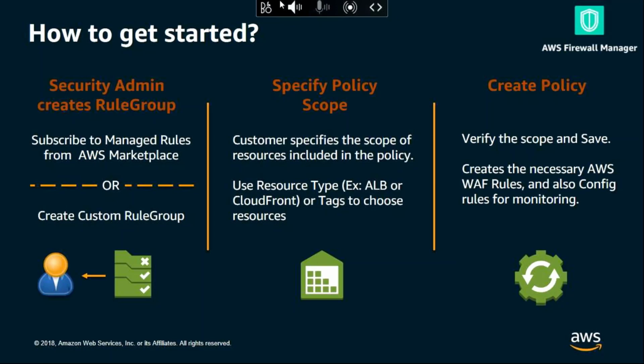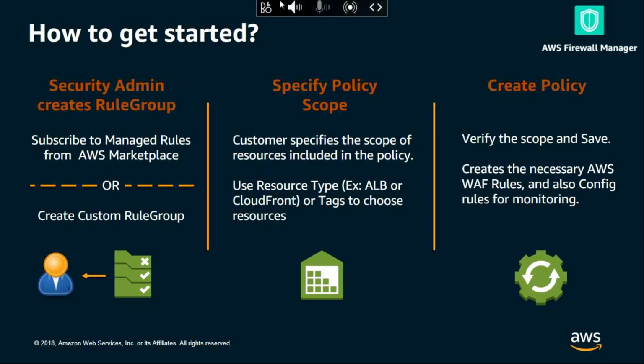As a security admin, you can create a policy. That means only the security administrator of that organization can create this policy. That security administrator decides which rule group they want to use, and then specifies the policy scope. As I talked about earlier, you can choose ALBs, or you can choose the tags to choose resources from, and you can choose to include or exclude tags as well. And then lastly, you simply create the policy.